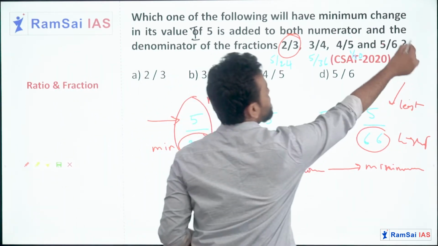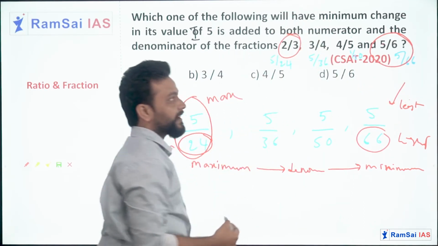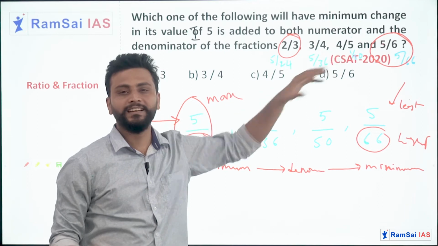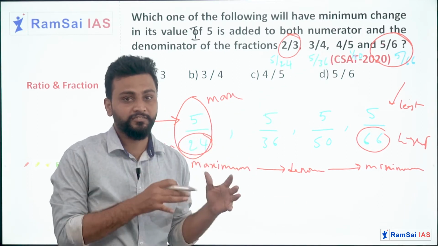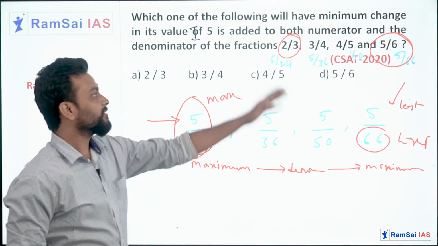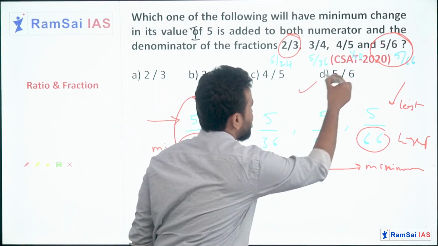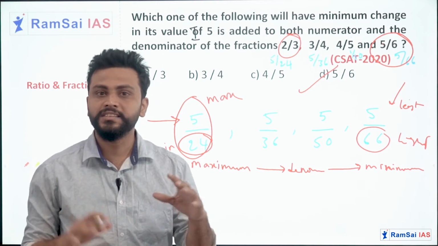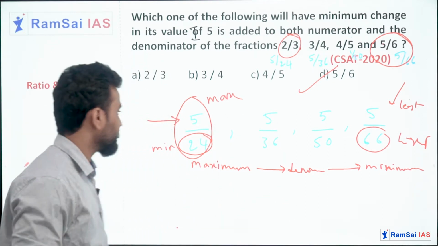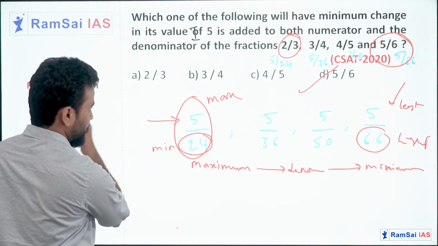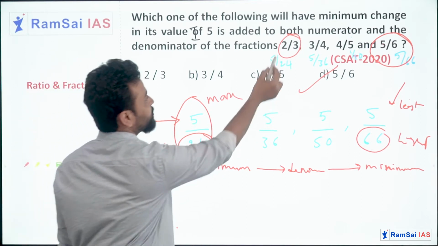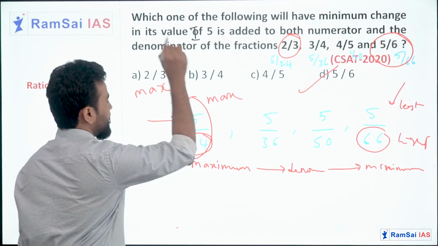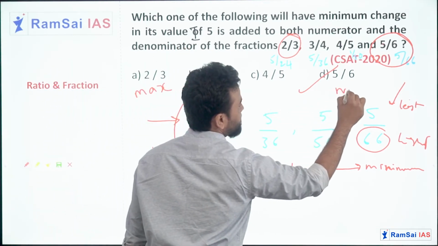So which is the respective change for the fraction 5 by 6. So 5 by 6 will be affected the least. So the change will be the minimum for 5 by 6. So I will go with option D. And may I know for which fraction the change will be the maximum? Yes, 5 by 4, the respective change for 2 by 3. So it will have the maximum change and it will have the minimum change.